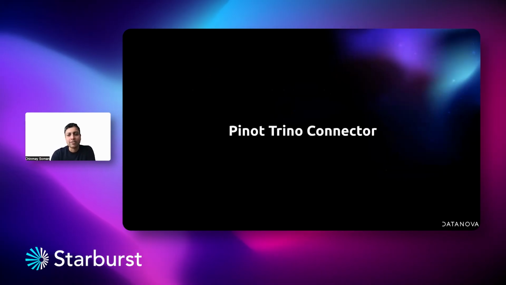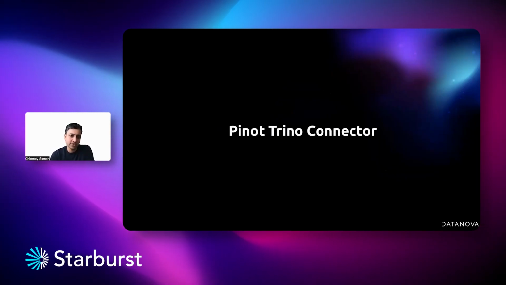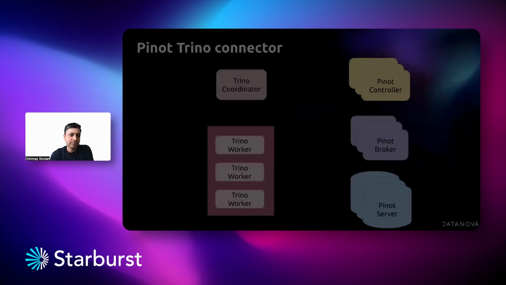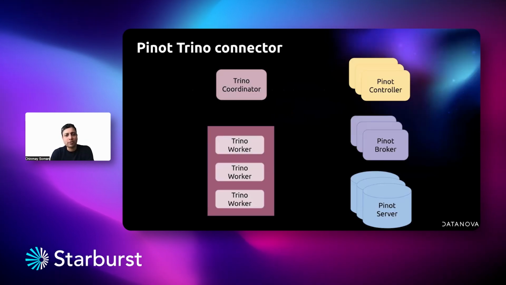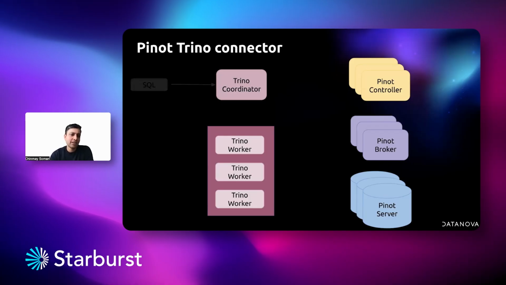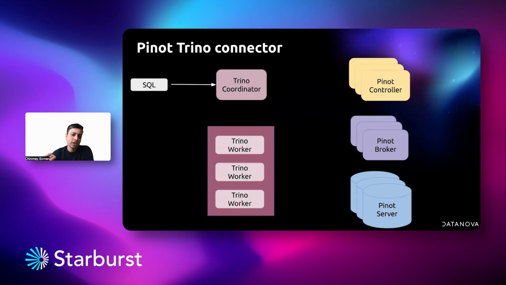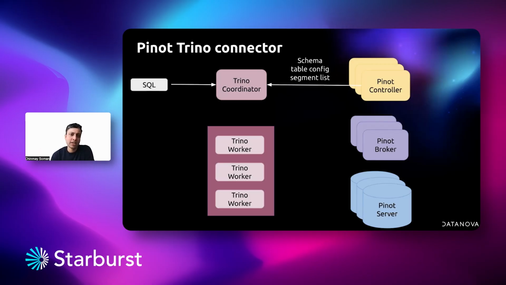So in the next half, we can look at the details of how this is being achieved within the Pinot-Trino connector. So these are the components that we saw from before, with the Trino components on the left and Pinot on the right. When we get a SQL query, the Trino coordinator, assuming this is for the data managed by Pinot, will first fetch the metadata from one of the Pinot controllers. And this includes things like the schema, table config, as well as the segment list.